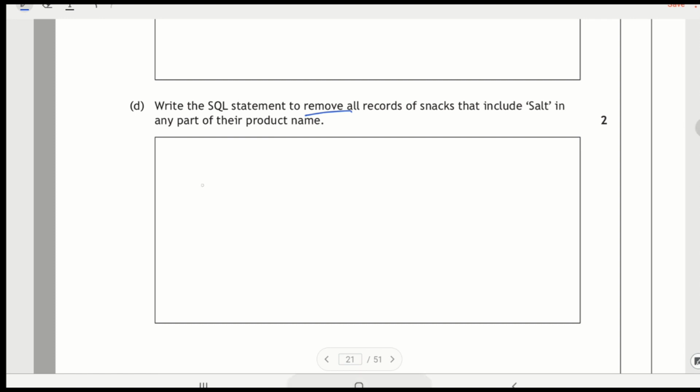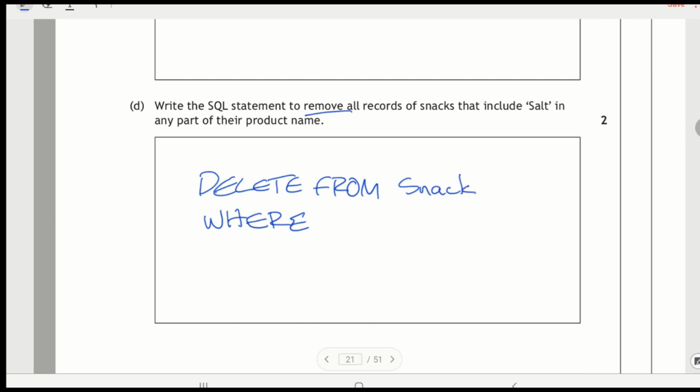So we're going to remove something. We're going to use delete from. And then really important that you remember to put a where, because if you don't put that, you're going to delete all the records. So delete from, name of the table, so it must be delete from snack. It's the only thing it could possibly be. So it's where they include salt in any part of the name. So it's not where the name equals salt, it's where the name has got salt in it.